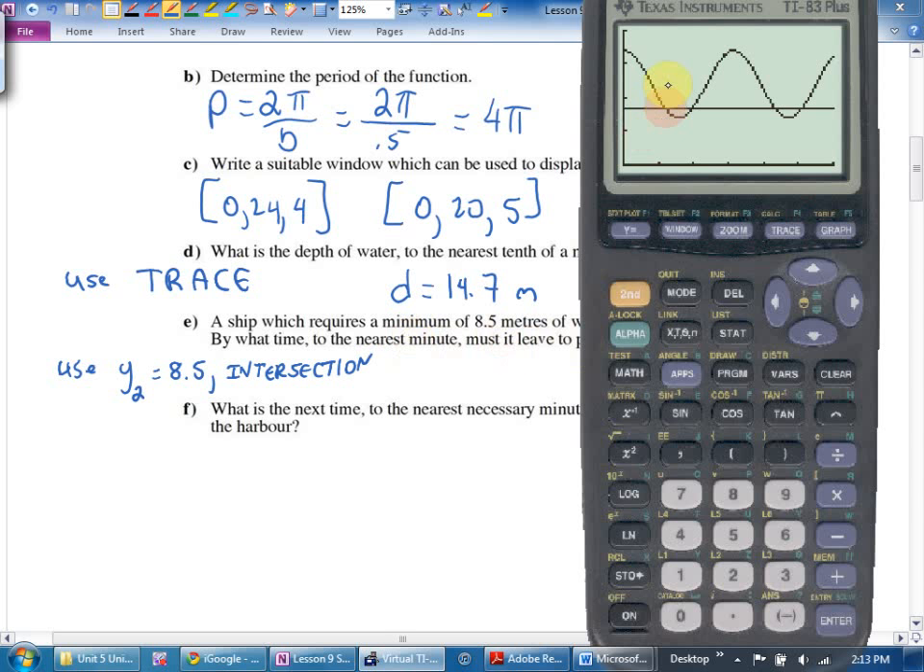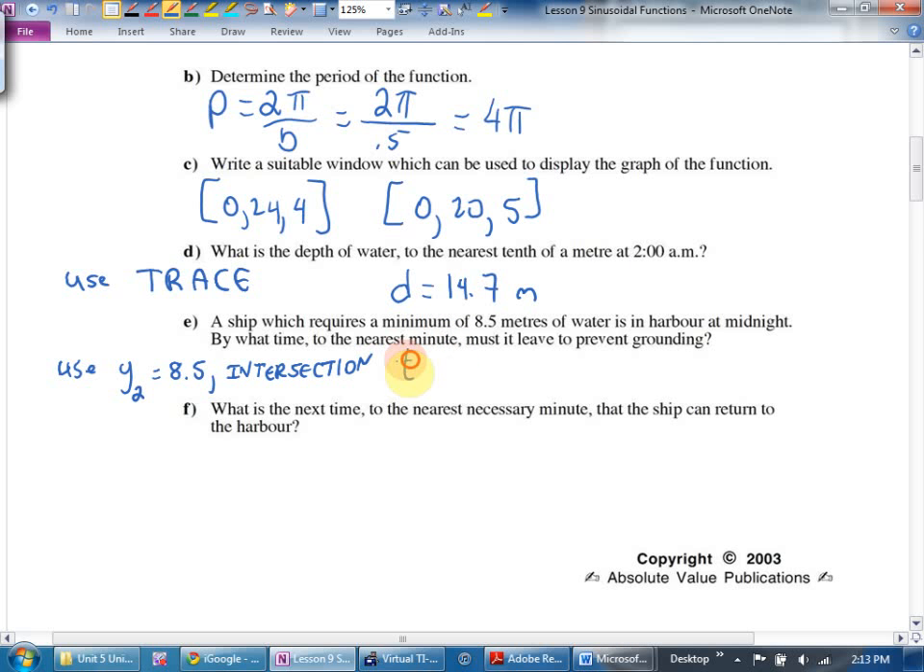How can I find this first value here? Where these two graphs intersect. Second function, calculate, intersection. First curve, enter. Second curve, enter. Guess. And I get 4.692 hours. Got a new problem.